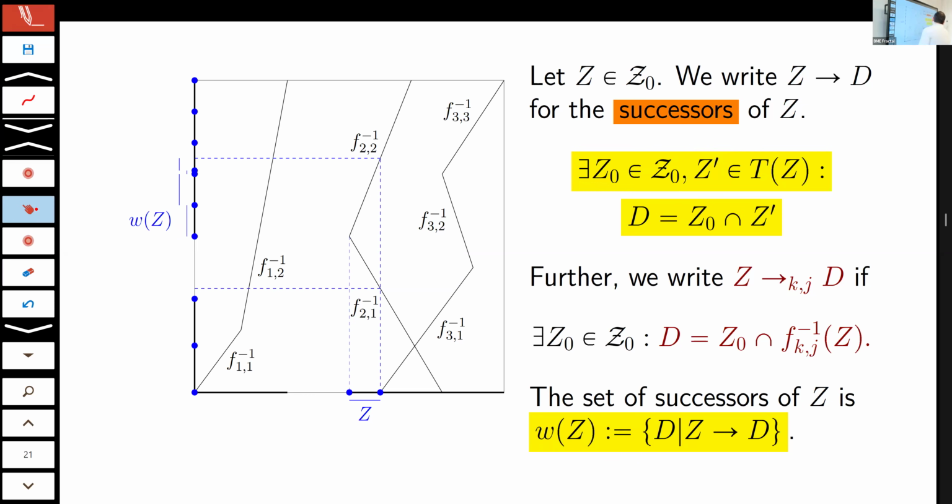We can also keep track of the branch that was used to obtain the successor. And I write omega Z for the set of successors. Okay. So this set is the set of all the little intervals that can be obtained by the intersection of one image by T and one monotonicity interval.